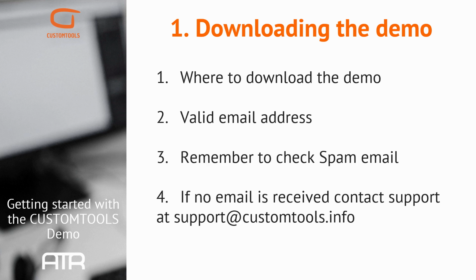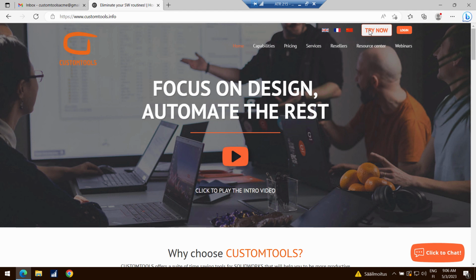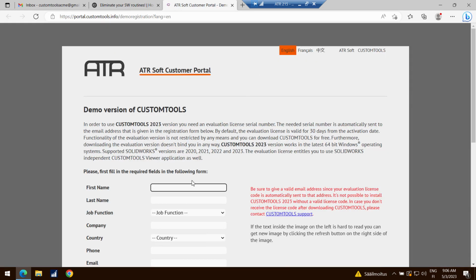To access the trial page of CustomTools, simply visit our home page. Please note that we require a valid email address in order to send you the CustomTools license number for the trial. Once you have submitted your email address, please check your inbox for your demo license. If you don't see any emails in your inbox, please be sure to check your spam folder. If you still haven't received any email from us, please let us know and contact our support team directly at support@customtools.info.